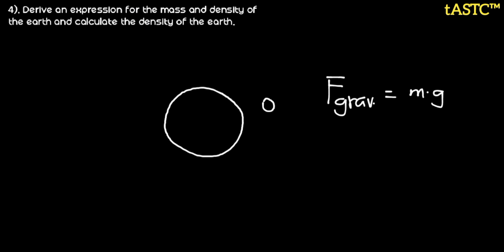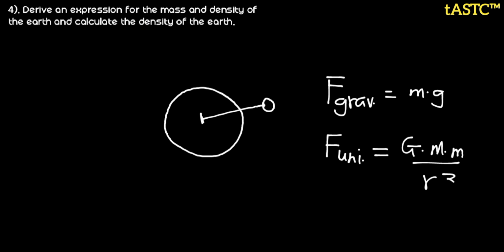Next up, we know that Newton's law of universal gravitation always works on two bodies which are close to each other. Now I'm just going to call it the universal law of gravitation. So we know that it must be G multiplied by M multiplied by small m, divided by r squared, where r is the distance between the center of the Earth and the center of this body. So those are the two forces acting on this object.